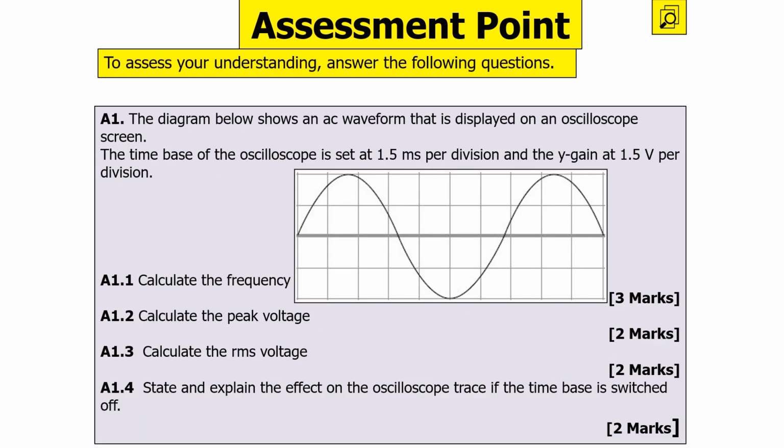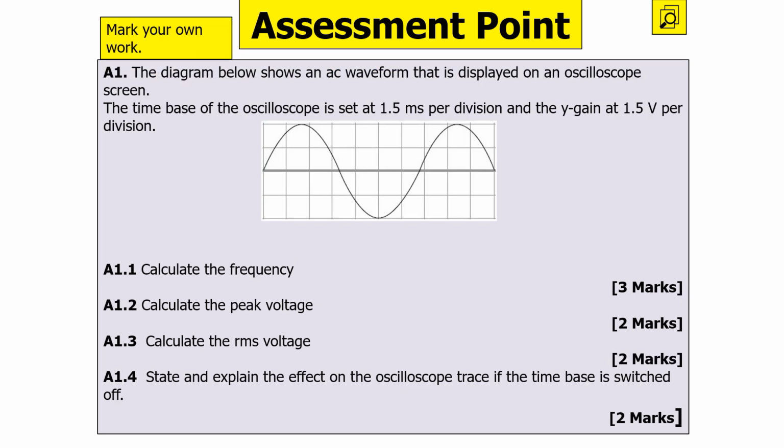The next question says, the diagram below shows an AC waveform that is displayed on an oscilloscope screen. The time base of the oscilloscope is set at 1.5 milliseconds per division and the Y gain at 1.5 volts per division. Firstly, calculate the frequency. Secondly, calculate the peak voltage. Third, calculate the RMS voltage, and then state and explain the effect on the oscilloscope trace if the time base is switched off. So pause the video now, then unpause the video when you want to go through your answers.